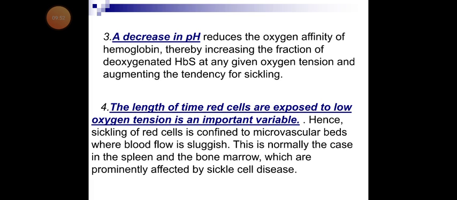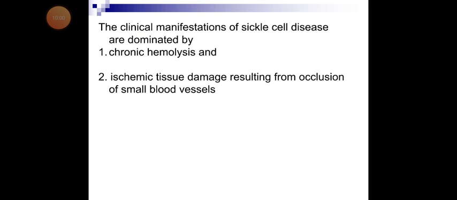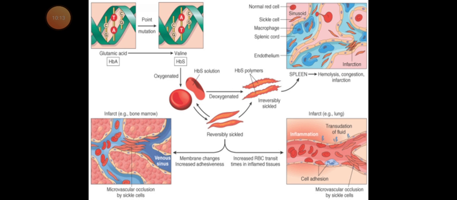A decrease in pH reduces the oxygen affinity of the hemoglobin. And the fourth is the length of time the red cell is exposed to low oxygen tension, which is also an important variable. What are the clinical manifestations of sickle disease? They are because of chronic hemolysis or ischemic tissue damage resulting from occlusion of small blood vessels.